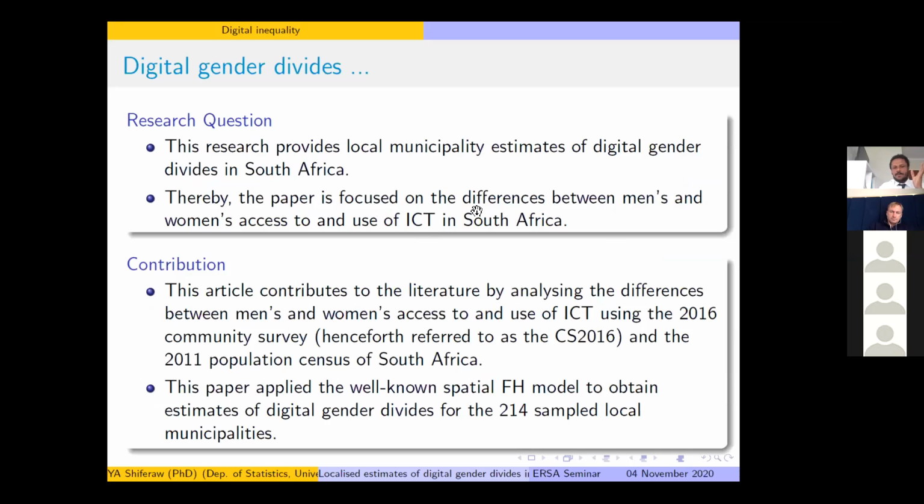So it's mainly focused on the difference between men's and women's access and use of ICT. What is the contribution? This article contributes to the literature by analyzing the difference between men's and women's access to and use of ICT. I will briefly explain the data source. I will use a 2016 community survey and the 2011 population census together by using a small area estimation technique.